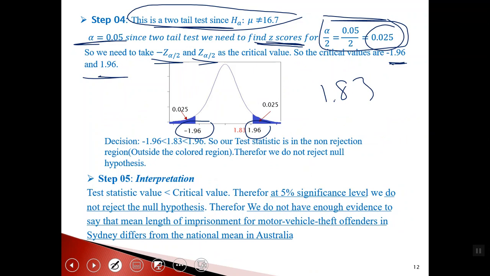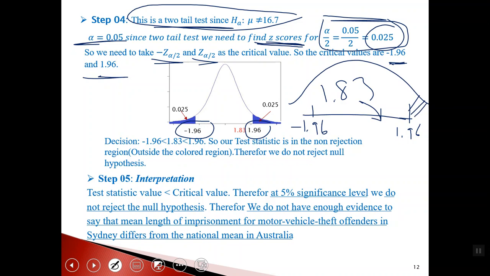So you have negative 1.96. I'll draw it here: your negative 1.96 and your positive 1.96. These are negative Z alpha over 2 and positive Z alpha over 2. So where is your 1.83? It is somewhere here, right? So these regions are rejection regions, right? Whatever is inside this region we consider as the rejection region.